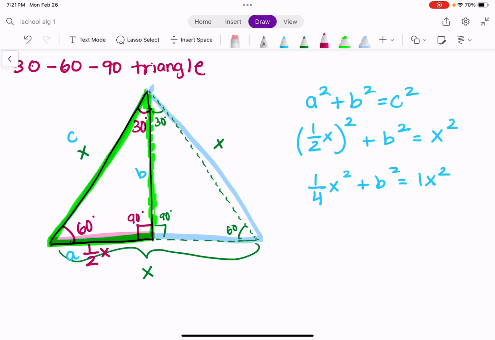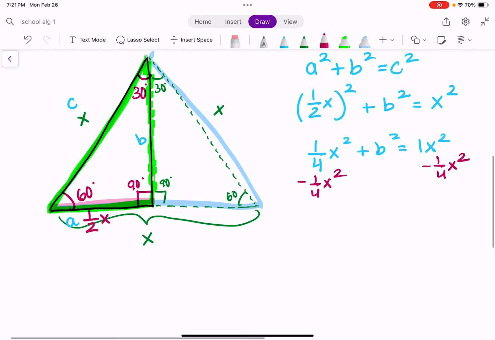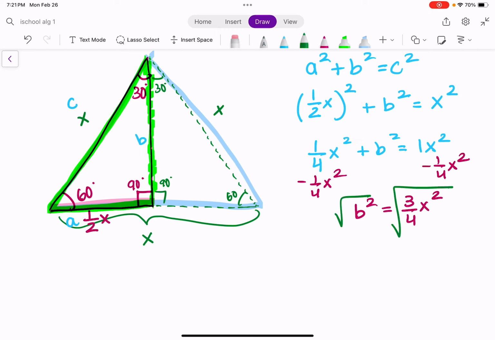I'm now going to subtract 1/4 x squared on both sides. So I'm going to get b squared equals, well, 1 minus 1/4 is just going to be 3/4 x squared. And then similarly, I'm going to square root both sides. So I'm going to get b equals the square root of 3/4 x squared.